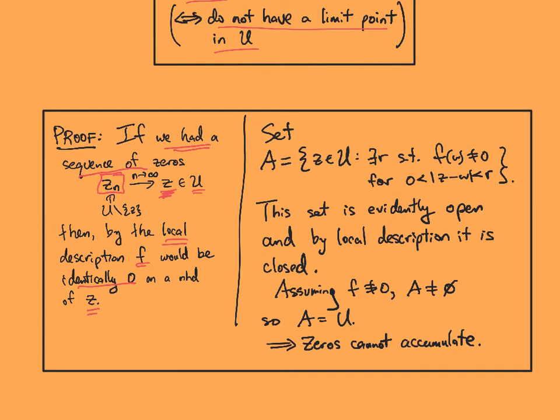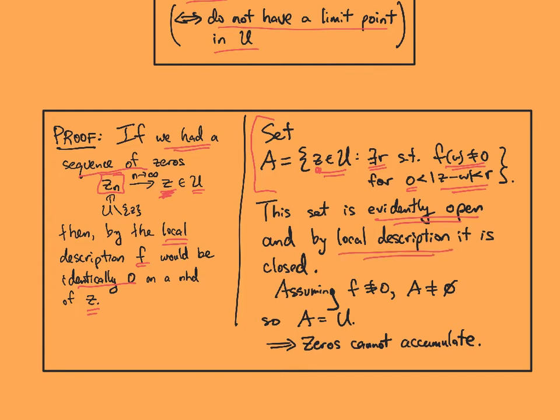So let's consider the set A of all points z where there exists R such that f is non-vanishing for w within R of z but not equal to z. These are actually just the points with the property that on a neighborhood of that point, f is not identically zero. The set is evidently open, because if a point has this property, then for nearby points it's non-vanishing, so there's no issue.